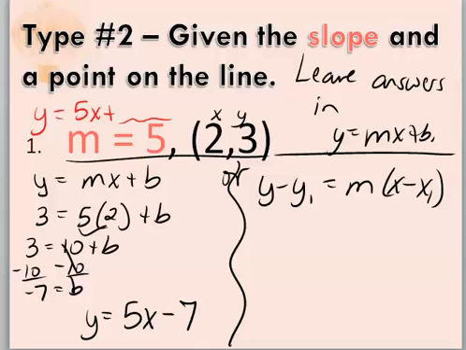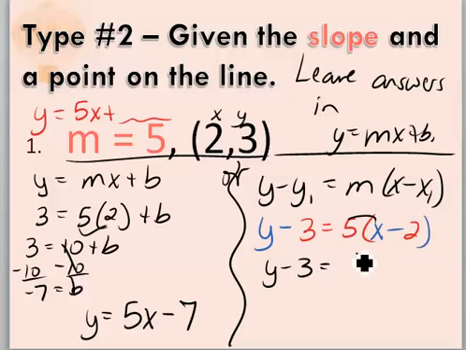If you would like to use the point slope form, that's fine. Your first y stays a y, minus y sub 1 is the value from the point, so 3, equals m is the 5. The first x stays x, minus x sub 1 is the value from the point, so we're going to plug in the 2. Then we need to solve. So y minus 3 equals 5x distributing minus 10.